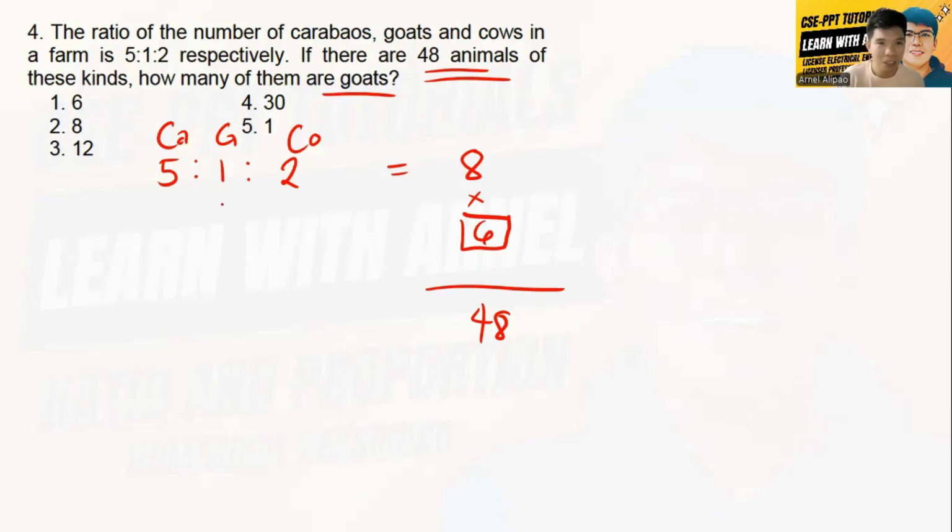And what is being asked? Goats. So let's focus here. If we were multiplying 6 to 8 so that we can have the total number of animals, then we also have to multiply the same number here. 1 times 6 is 6. So this is the answer. Our answer here is 6.